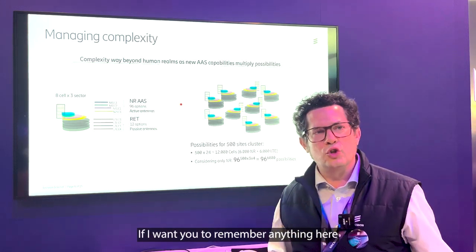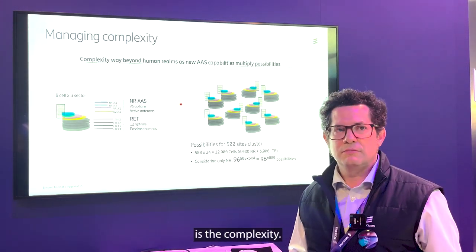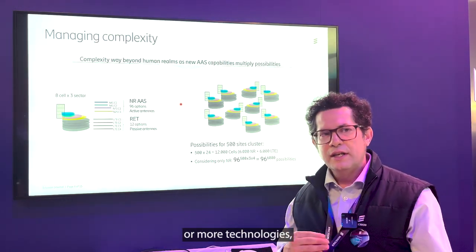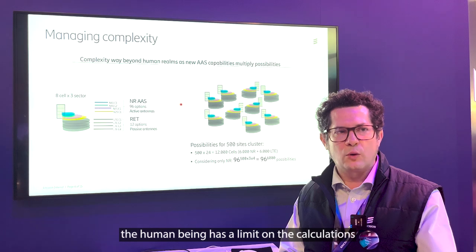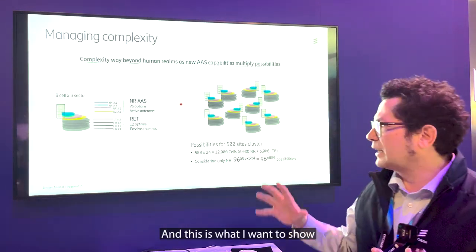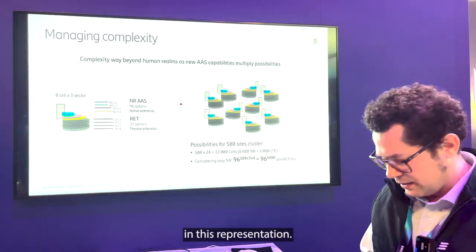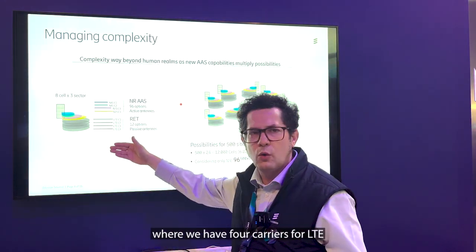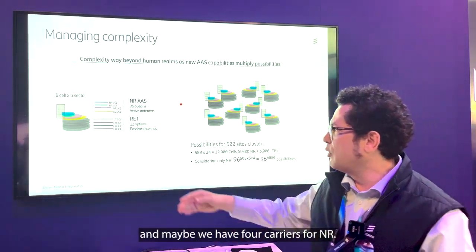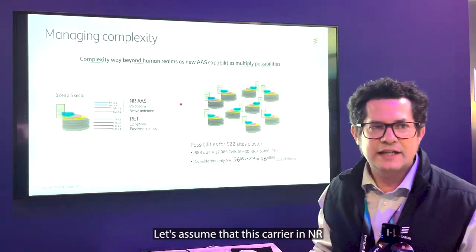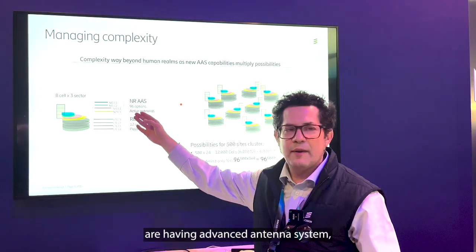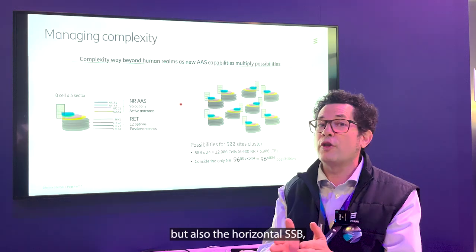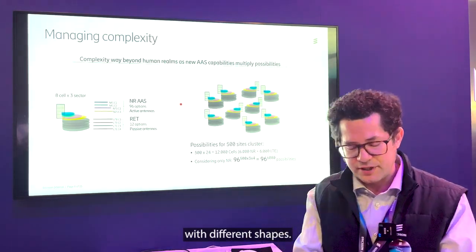If I want you to remember anything here, it is the complexity. This is very complex, right? And whenever we are adding more layers, more technologies, the human being has a limit on the calculations that can be done. And this is what I want to show in this representation. So if we imagine a typical situation, we may have a scenario where we have 4 carriers for LTE, and maybe we have 4 carriers for NR. Let's assume that these carriers in NR have an advanced antenna system, meaning that I would be able not only to change the digital tilt, but also the horizontal SSB, right, with different shapes.